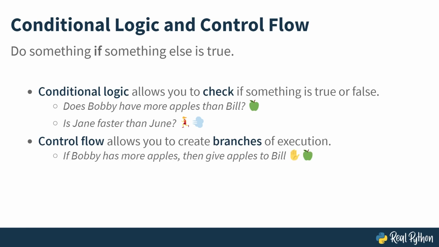So all that combined would be, if Bobby has more apples, then give apples to Bill, for example. If Jane is faster, then give June good sneakers. So here you have the conditional part of the statement and then the control flow part of the statement. One is checking whether something is true or false, and then the control flow part is defining the actions to take if something is true or if something's false.